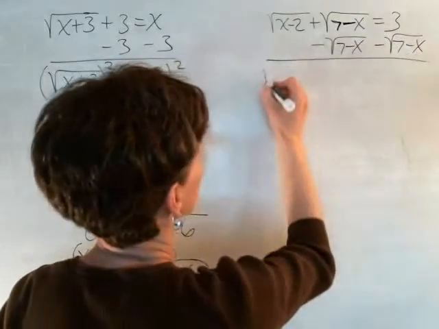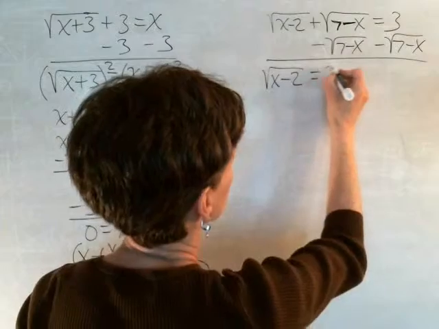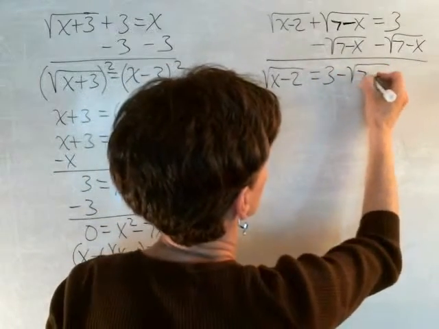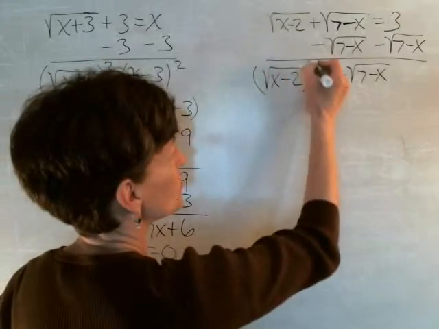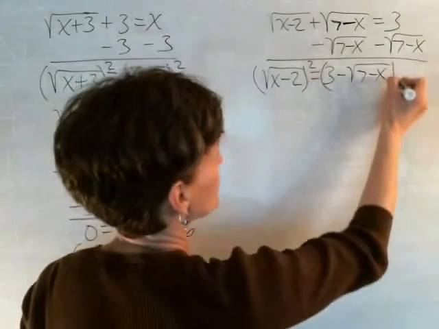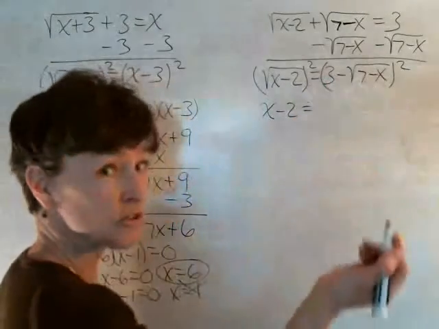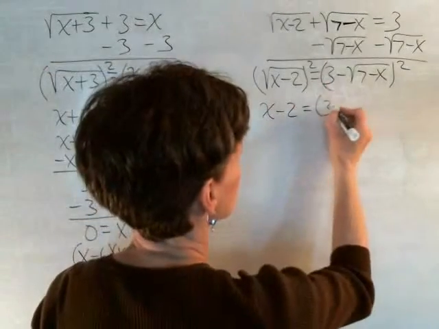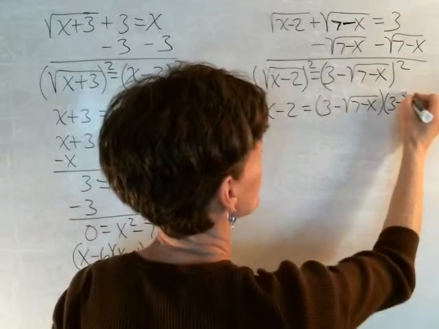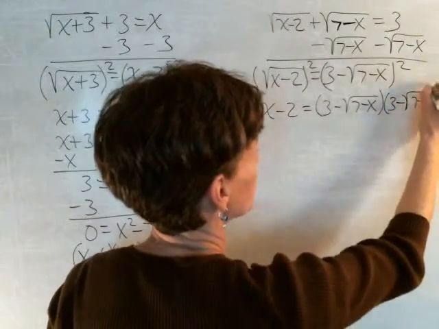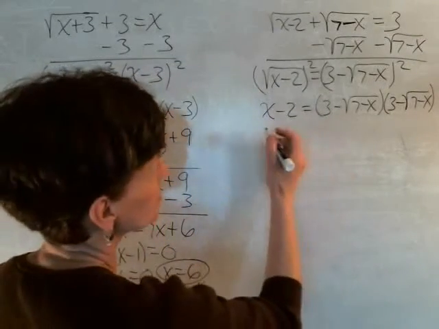Now, you don't have to do this. You will get the same answer if you leave it over here and square both sides. But I think this is generally easier. All right, now I'm going to square both sides, and when I square this side, of course, that square root sign goes away, so I get x minus 2. But when I square this side, here again, I have to use FOIL, because I have 3 minus the square root of 7 minus x times 3 minus the square root of 7 minus x. So we're going to have to use FOIL to do this.